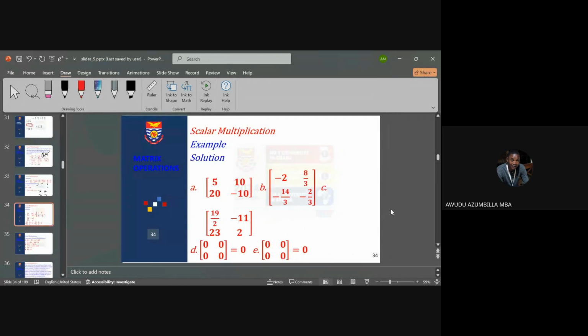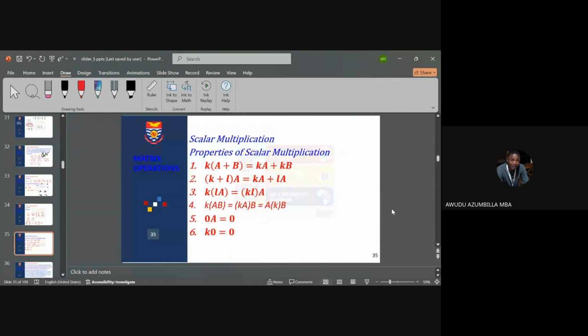Yes, these are what we have done so far. So the same thing. And these are the properties as well, properties of scalar matrices. So let me quickly run through this.